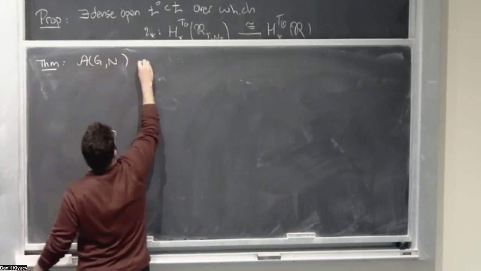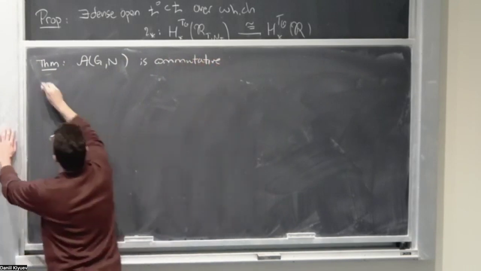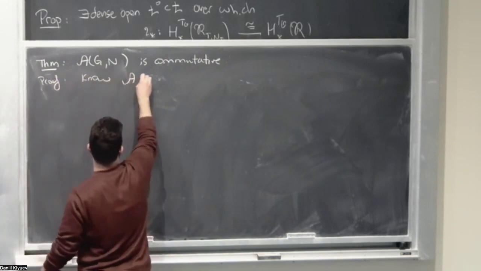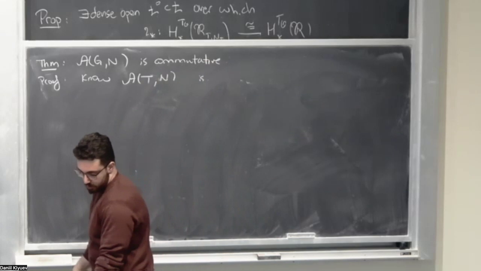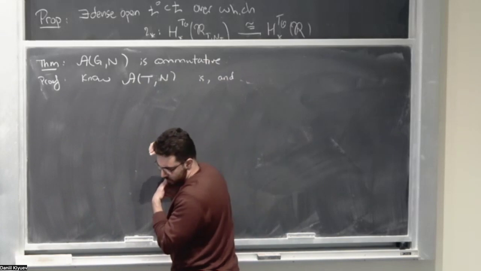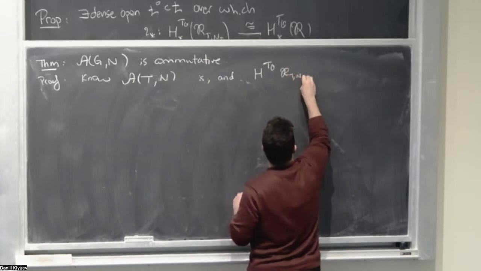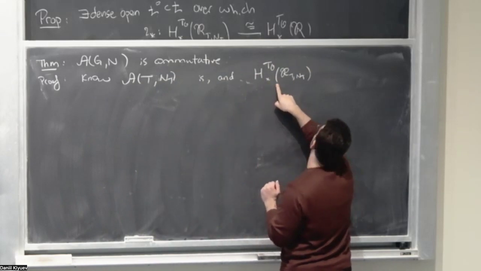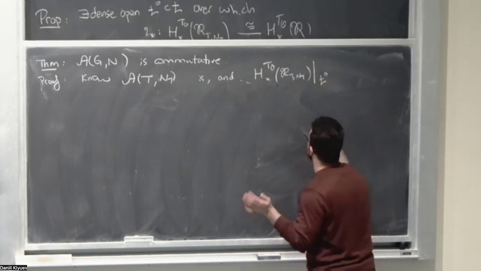AGN, commutative. So from our computation, we know AT is, and in particular, it's just, I take the thing which is ATN, and then I pass to the open T0 that remains in algebra because, you know, localizing.